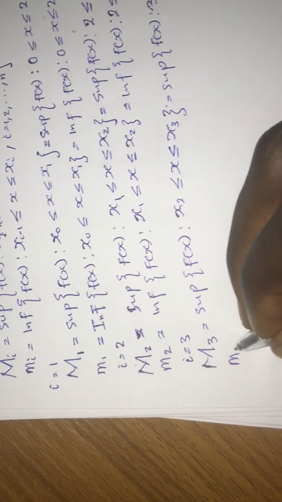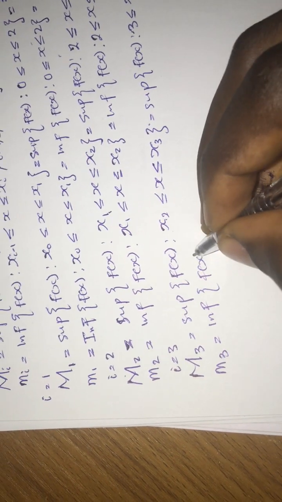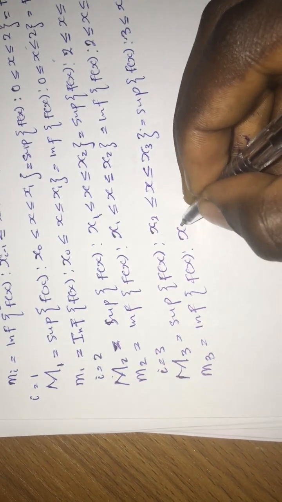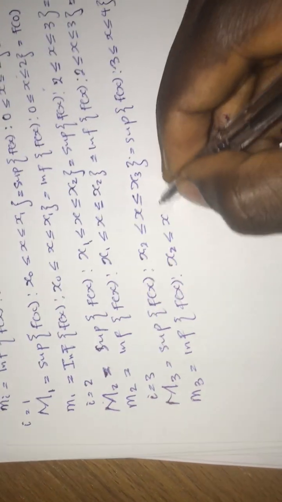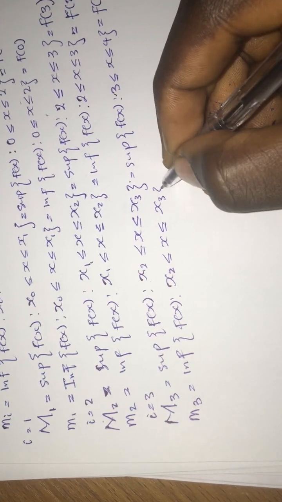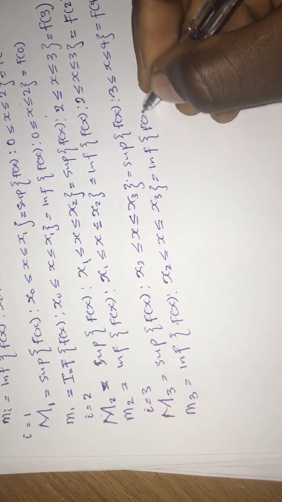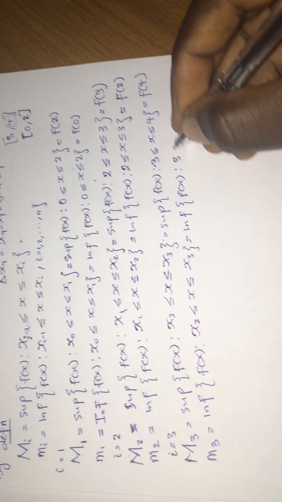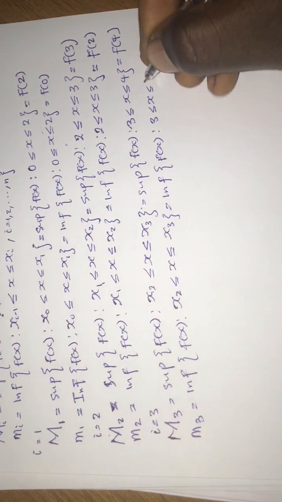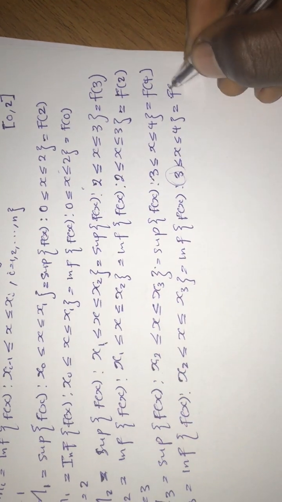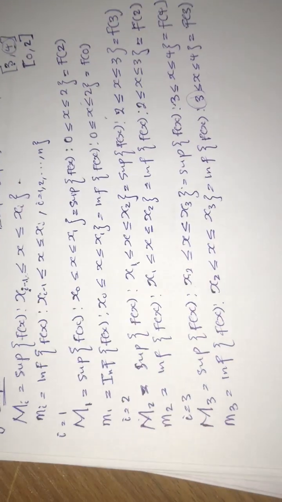So m3 is the infimum of f(x), x2 to x3. So you have f(x) such that 3 is less than or equal to x, less than or equal to 4. This is going to act on the infimum. The infimum in this range is 3, so it's going to act on it. So we are going to have f of 3.